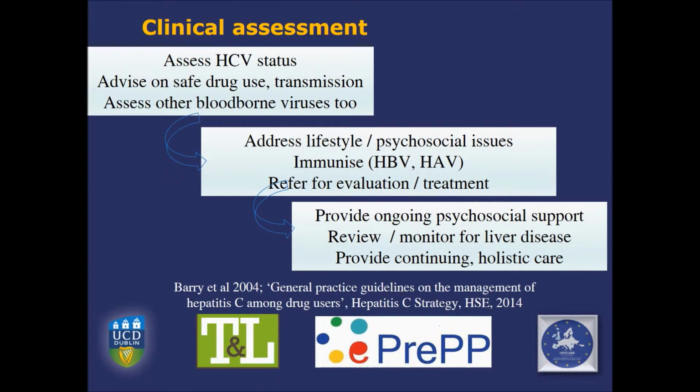For patients who are at risk of hepatitis C, it is therefore important that we assess for hepatitis C and other bloodborne viruses, such as hepatitis B, HIV, and also advise on safe drug use and how to minimise transmission. For those patients who test positive for hepatitis C, we should address lifestyle issues and especially explore psychosocial issues which the person might have. If appropriate, we should immunise against hepatitis B or hepatitis A, and also, if appropriate, we should refer for evaluation in a specialist liver or infectious diseases centre.